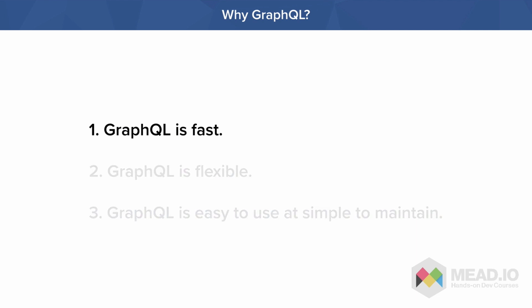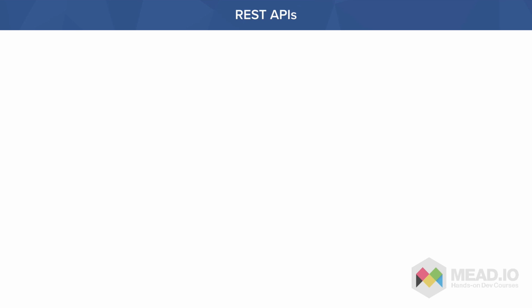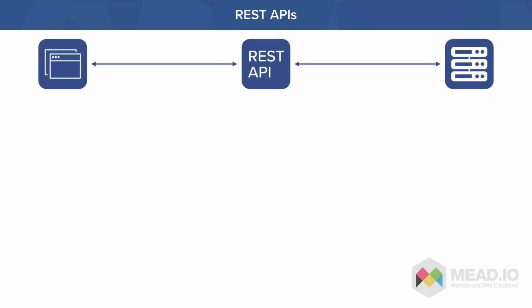First up, GraphQL is fast. And to explore this, I want to go through a typical example of what it might look like to load the data necessary for a page with a REST API and then with a GraphQL API. So let's say that we start with the REST API example. We still have some sort of client, let's just say it's a browser, and we have our server.